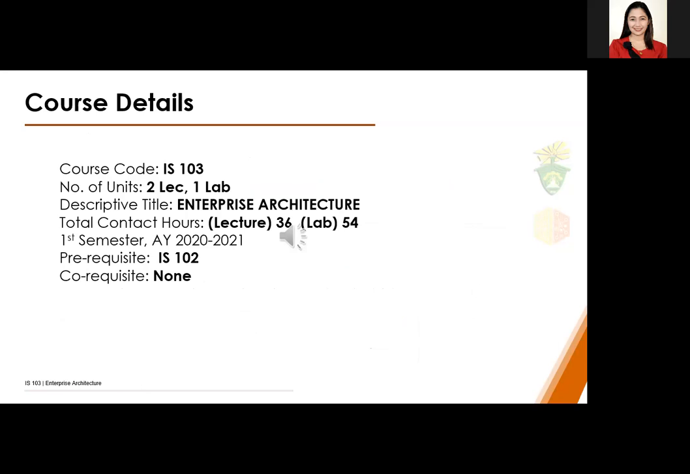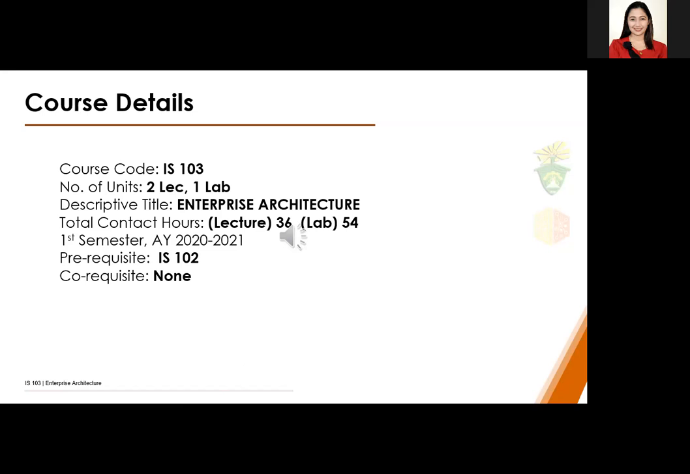Let's do a fast run-through of these details. Our course is IS 103, a 2-unit lecture and 1-unit lab. The descriptive title is Enterprise Architecture, with total contact hours of 36 plus 54. It will be offered this first semester of academic year 2020-2021. The prerequisite is IS 102, without a co-requisite.